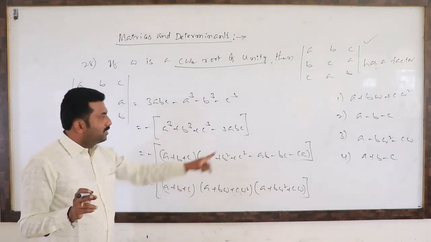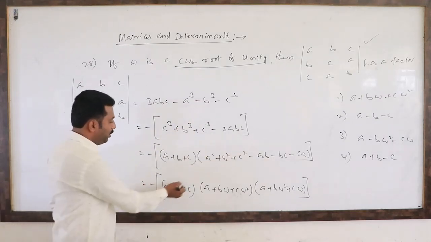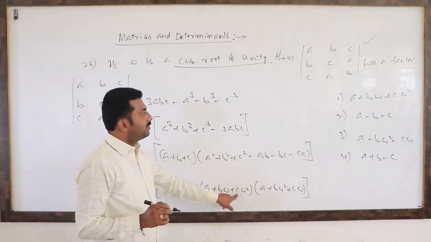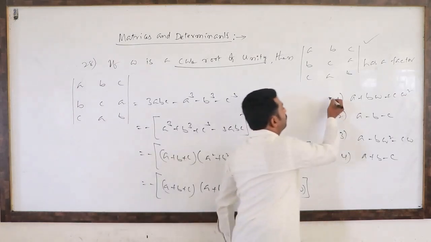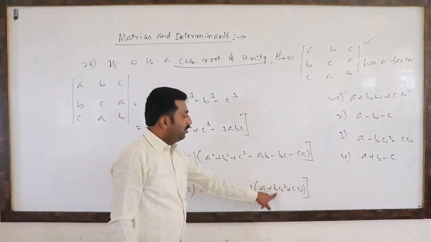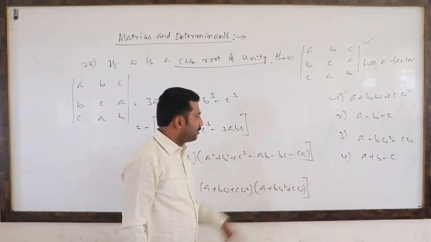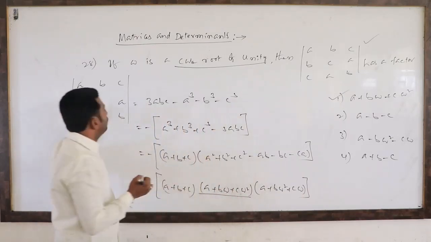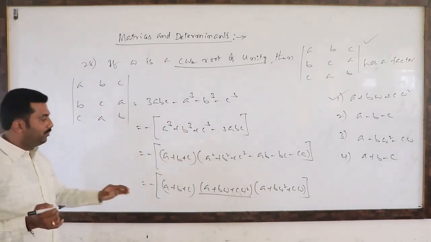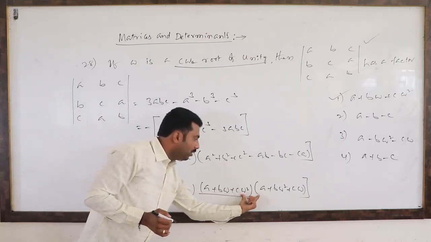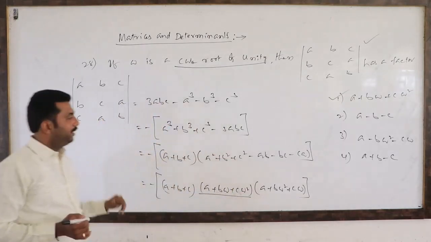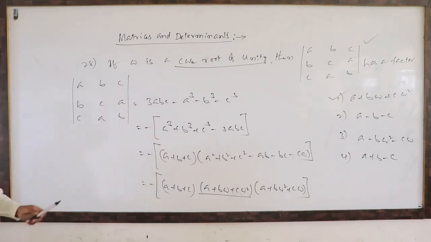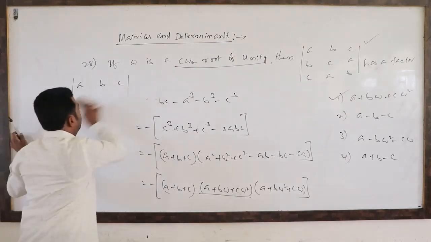So one more. A plus B plus C is not there, so you delete this. A plus B omega plus C omega square is the first option. A plus B omega square plus C omega is not there. So clearly this is a factor of this determinant. Whenever you have time, if you multiply these two, again you will get such type of values. Next question.